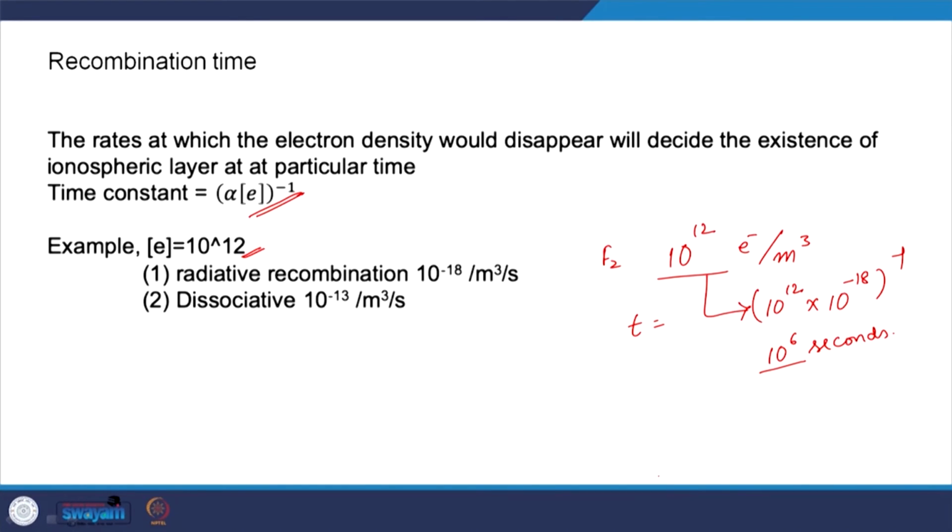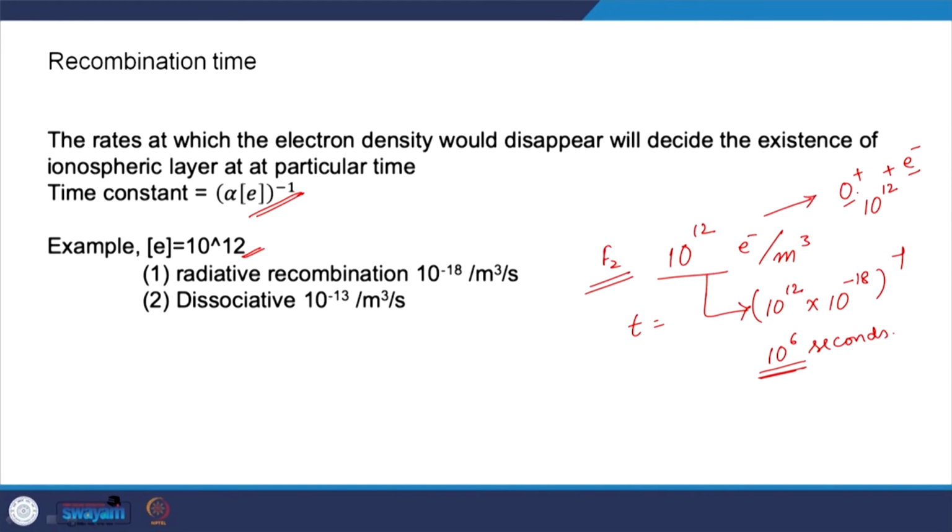So that means if all the electron density existing at the F2 peak, 10 to the power of 12 electrons per unit volume, is handed over to one single process, let us say you get hold of O plus, which are again 10 to the power of 12 in number, and you allow these electrons and ions to recombine, it is going to take 10 to the power of 6 seconds for all the electron density to vanish or recombine with the positive ions.